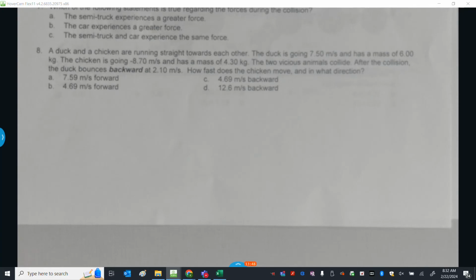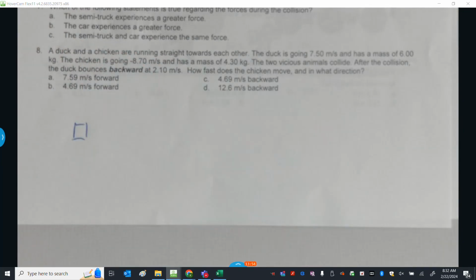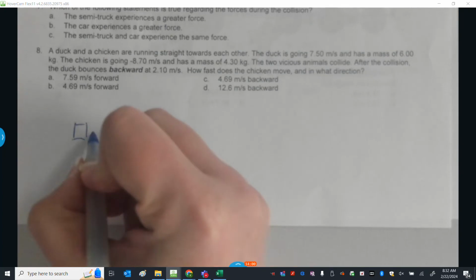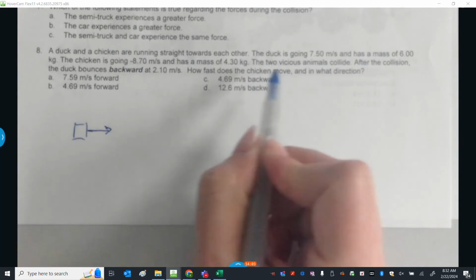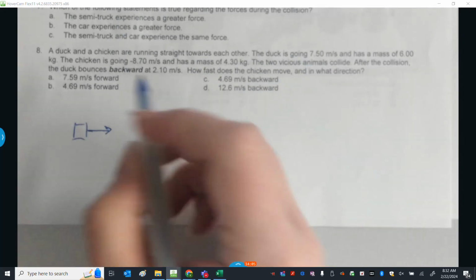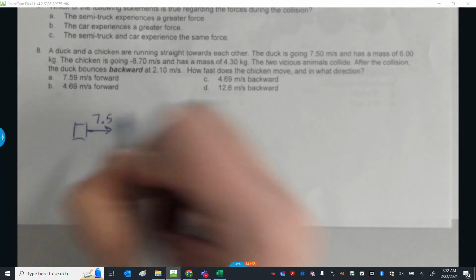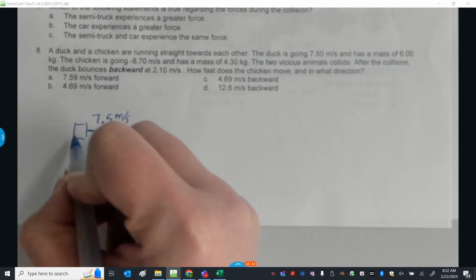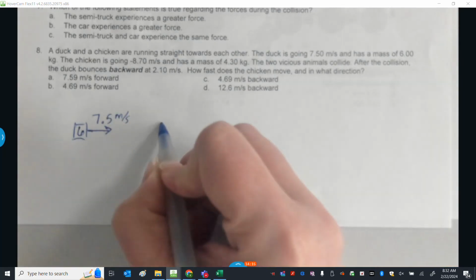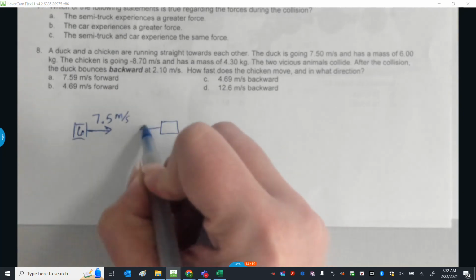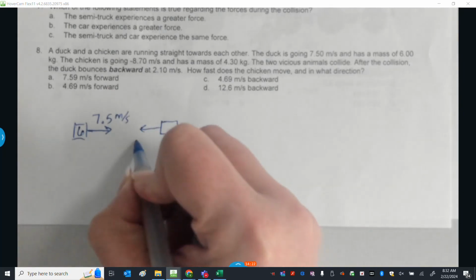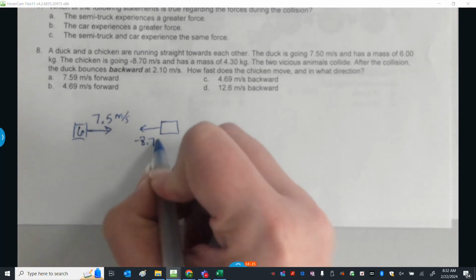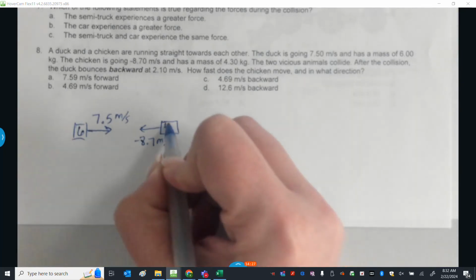Guys, I would start with a picture. You don't have to draw a pretty picture. This can be your duck. It can be a box. If you want to draw an actual duck, you can. But I'm going to say that this is my duck. Since it says it's positive 7, I'm going to go ahead and draw that to the right. I'm going to call this forward. 7.5 meters per second. It has a mass of 6 kilograms. Okay, my chicken is moving toward my duck with a velocity of negative 8.7 meters per second, and it has a mass of 4.3 kilograms.